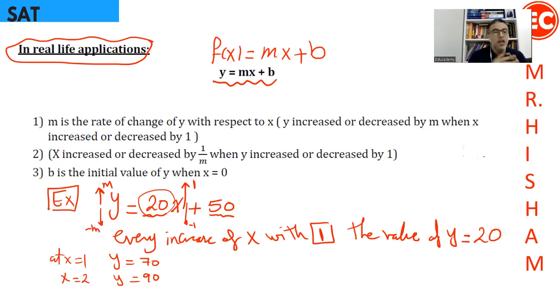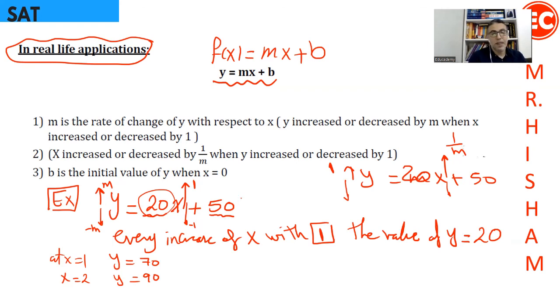Something else: with each increase of y by 1, which is here 20, the value of x increases by 1 over m, the reciprocal of the slope. And every decrease of y by 1, x decreases by the reciprocal of the slope. This is very important for the real life applications that we find in SAT questions.